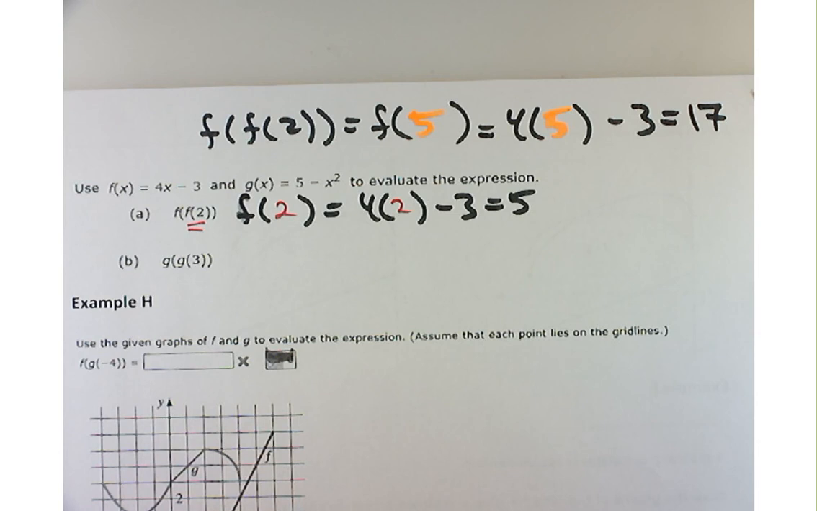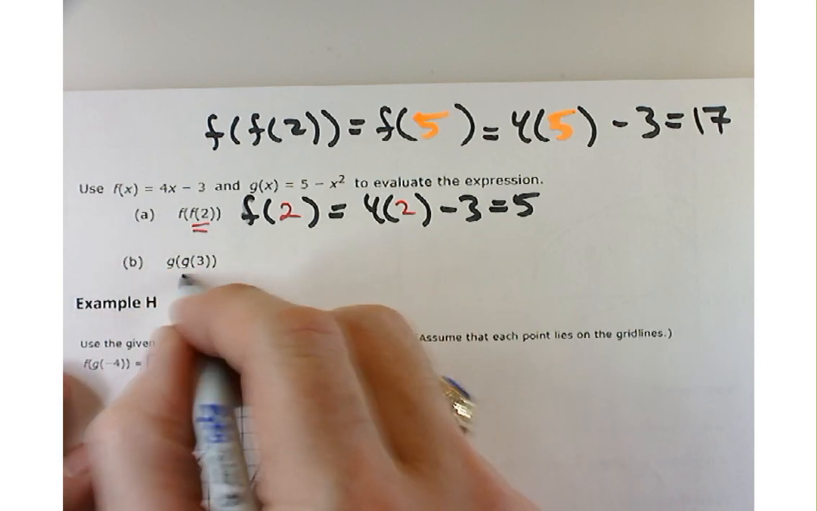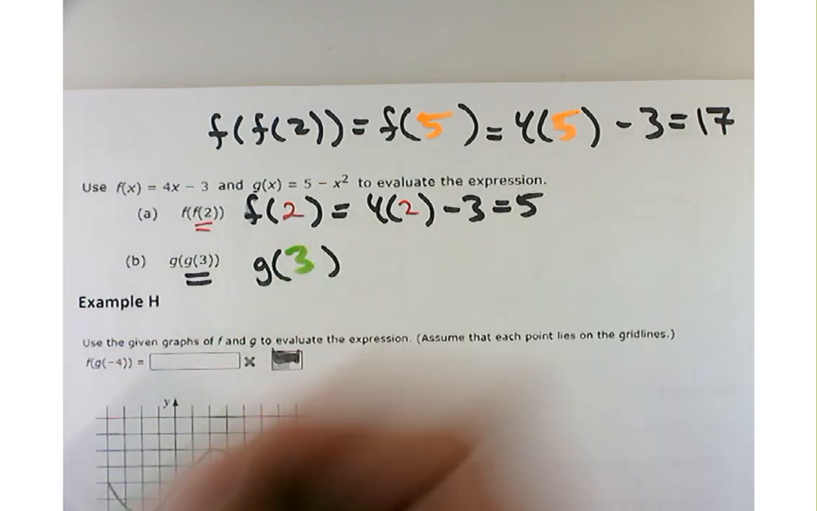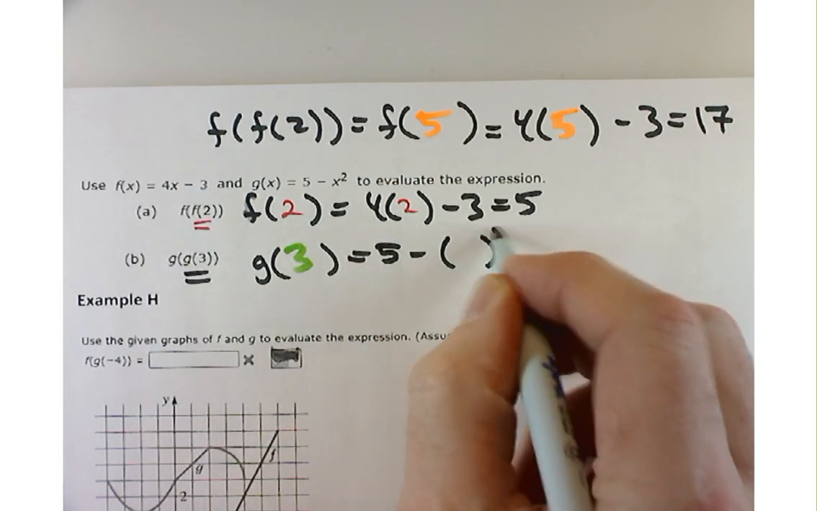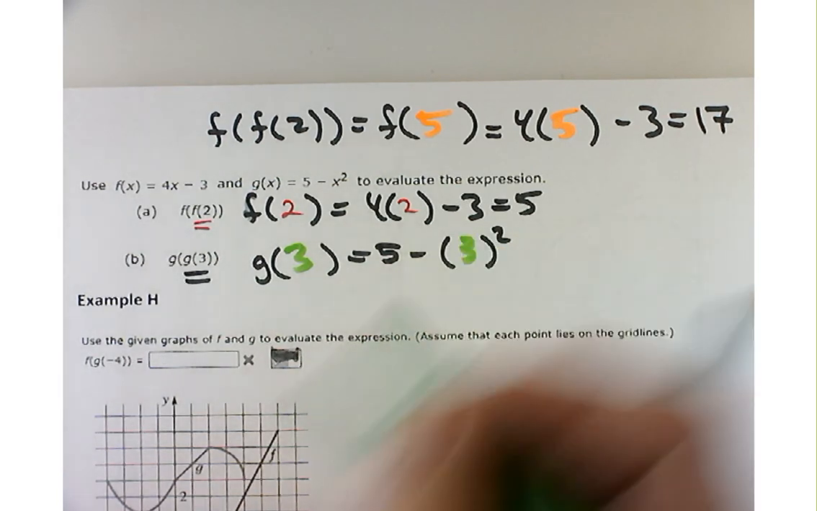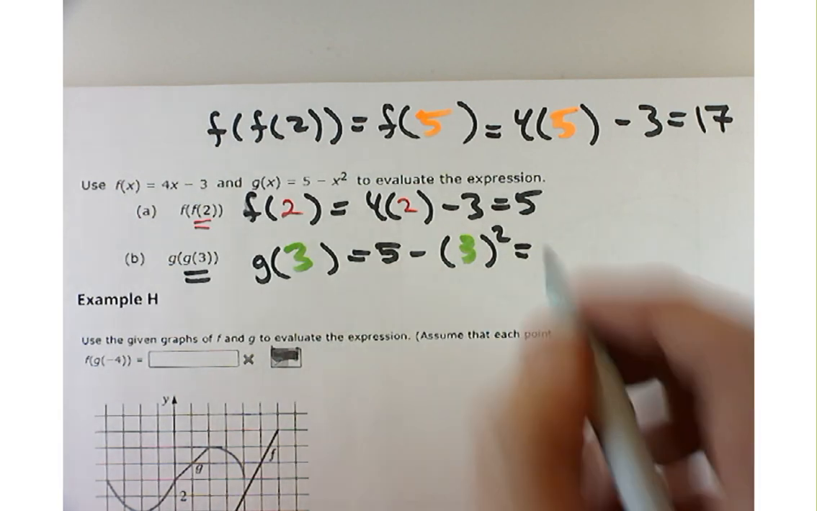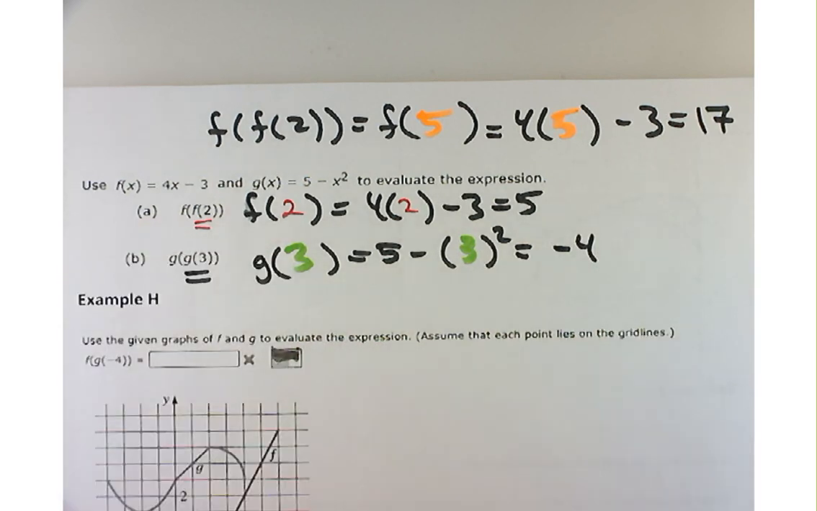Let's try it again with g of x. g of x starts out on the inside with g of 3. So let's find g of 3 to begin with. g of 3 is going to be 5 minus 3 squared, which is 5 minus 9. What's 5 minus 9 going to give me? -4. Nice. So g of 3 and -4 are interchangeable.